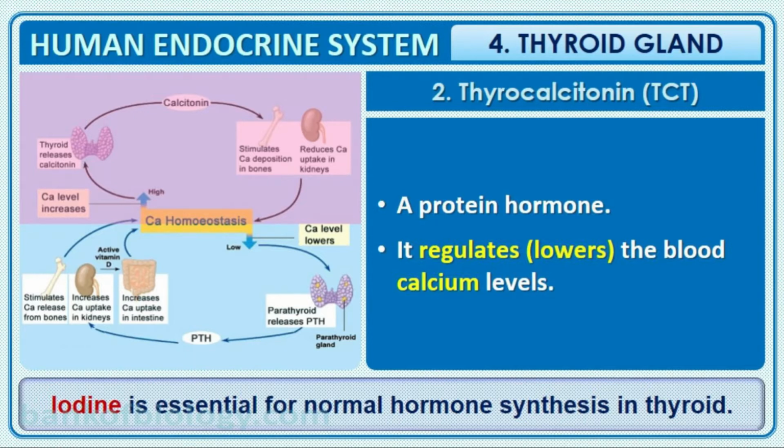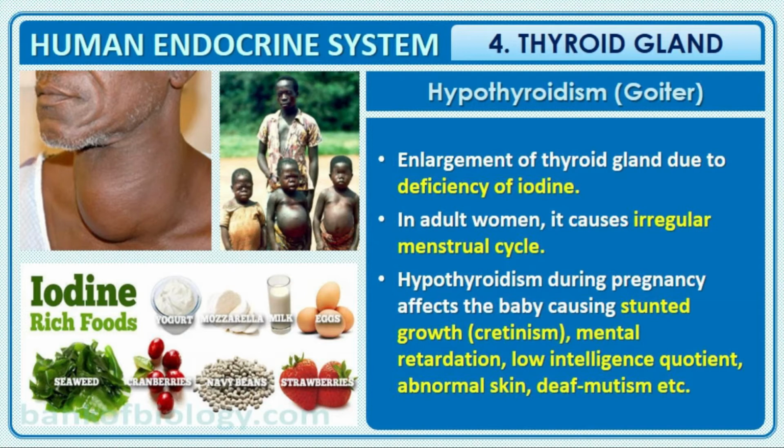Actually, iodine is essential for normal hormone synthesis in the thyroid. Is it clear? So iodine deficiency causes many defects in the thyroid hormone. So iodine is essential for normal hormone synthesis of the thyroid. Here we can see what the effects on the thyroid gland are.